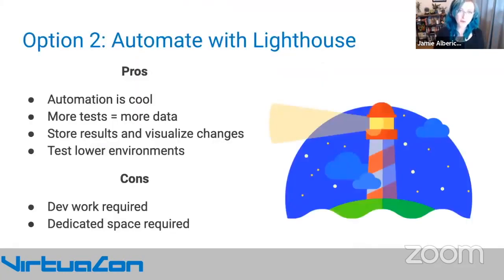Option 2, be cool like Dan and automate with Lighthouse. Automation is cool. More tests, more data. More tests, less blind spots. You can slice and dice data in really fun new ways. You can store results and visualize the changes. Someone just posted a really cool notebook recently on taking this data and putting it into Google Data Studio.